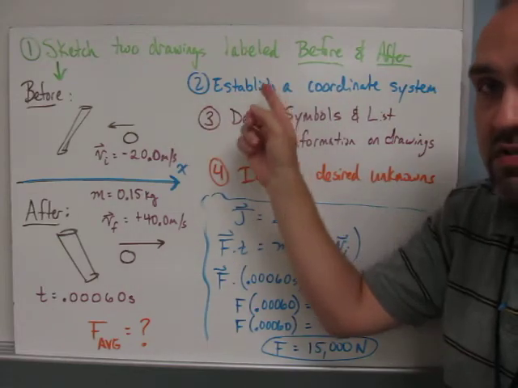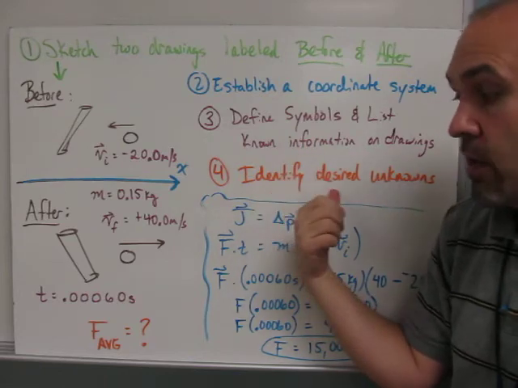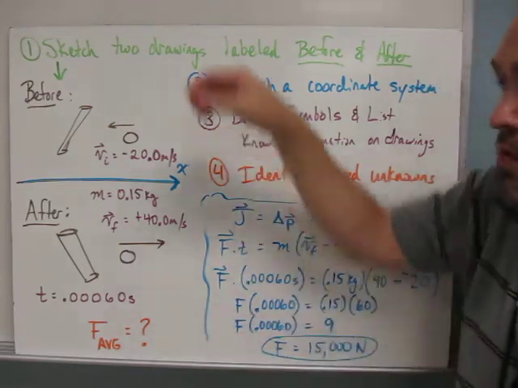Sketch before and after, establish your coordinate system, define the symbols and list what you know, identify what you want to know, your unknown, and then solve using the impulse-momentum theorem. Let's do one more example.